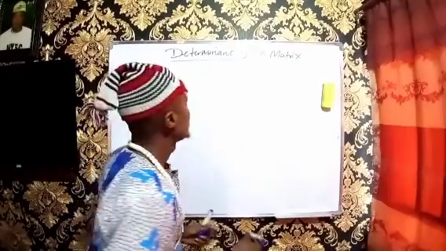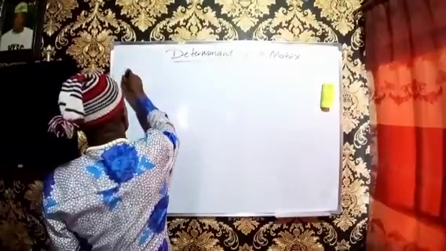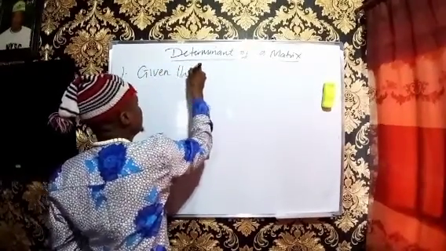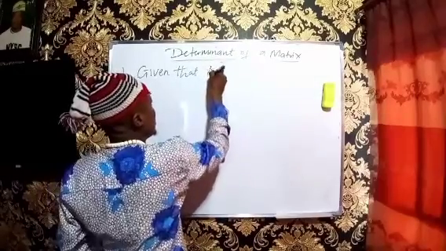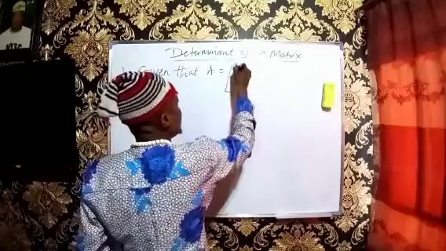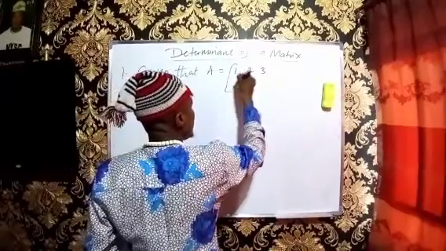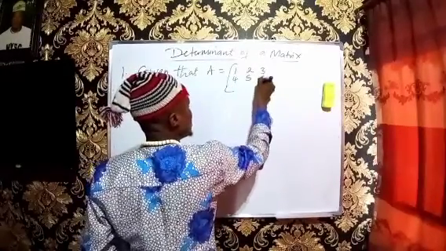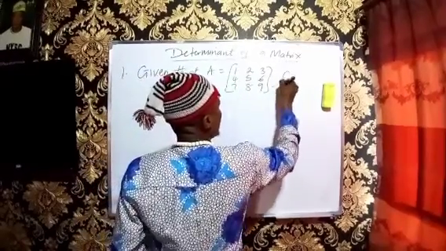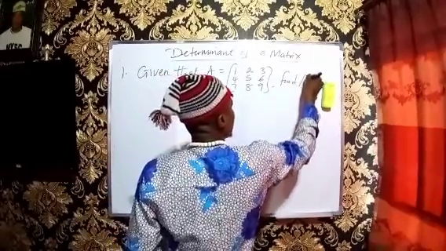Okay, so let's take this example. Given that A equals, let's say, 1, 2, 3, 4, 5, 6, 7, 8, and 9, then we should find the determinant of A.